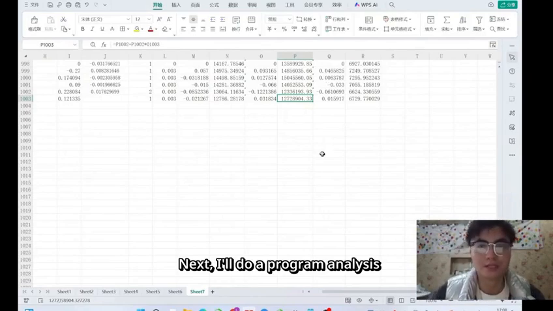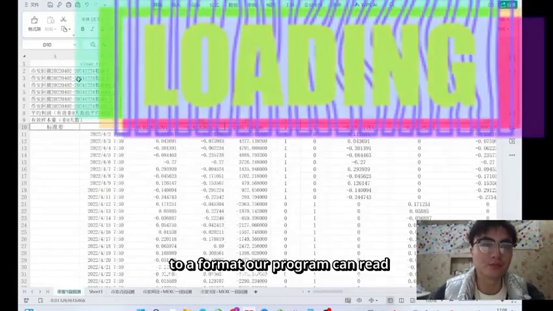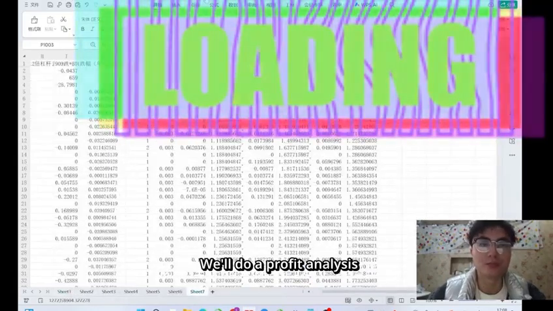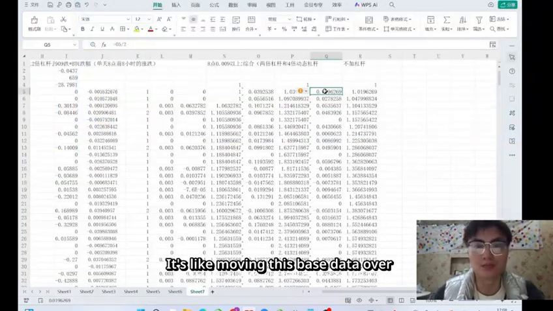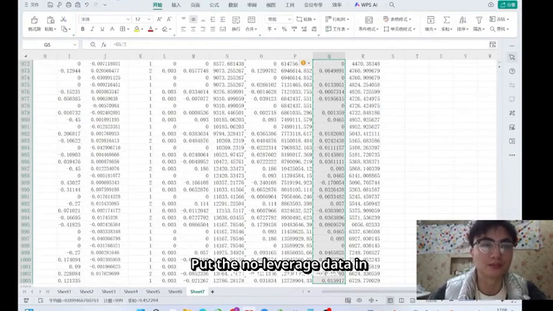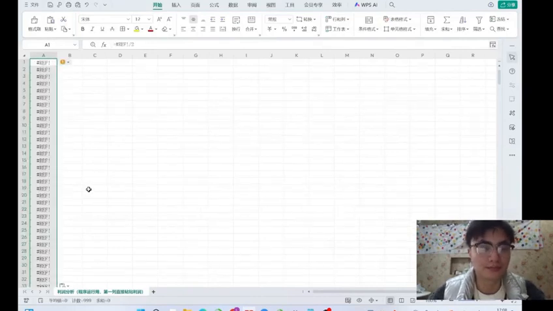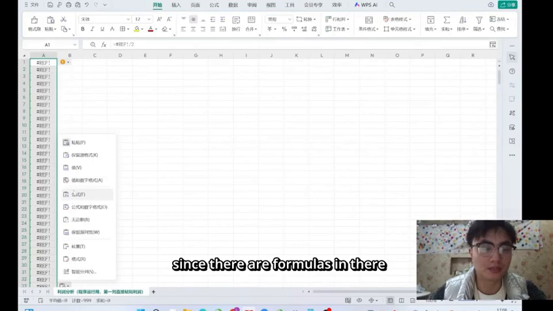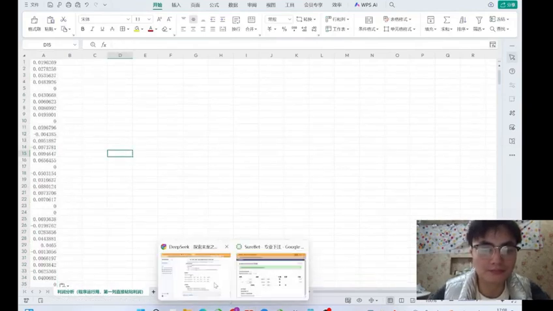Next, I'll do a program analysis. Let's copy it to a format our program can read. We'll do a profit analysis in the spreadsheet. It's like moving this base data over. For example, no leverage now. Put the no leverage data in, then put it into this field. Paste the values, since there are formulas in there. Then run the program again.